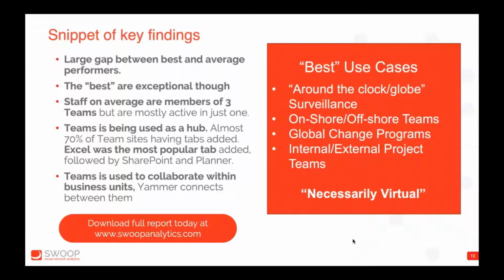So let me give you a snippet of some of the key findings in the report. As you saw, we had quite a lot of experimental groups, small, largely active groups, but we did see a big gap between what we would say the average performers and the best performers are. So we found most staff members are members of up to 3 teams, but they're mostly only active in one.